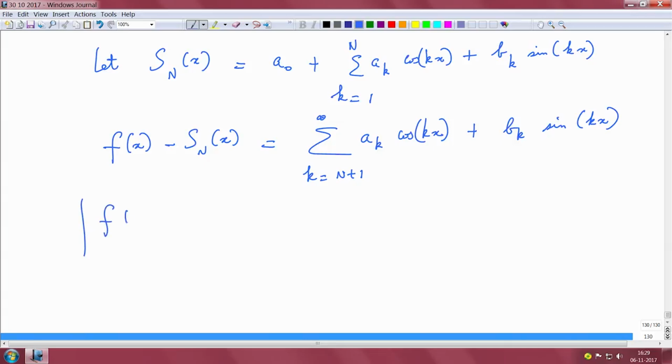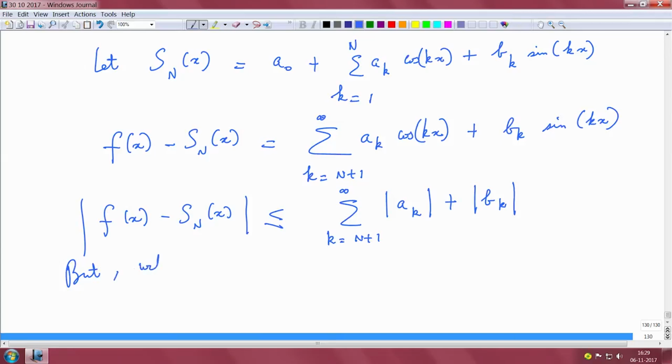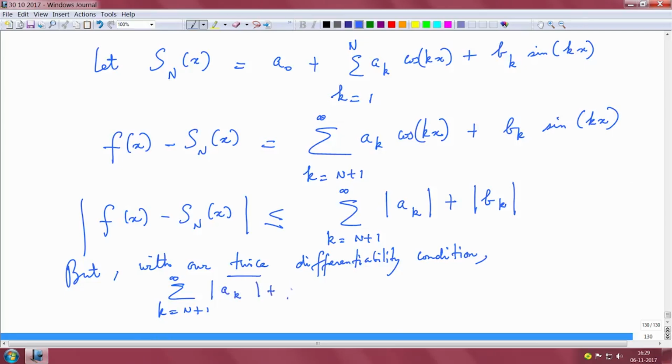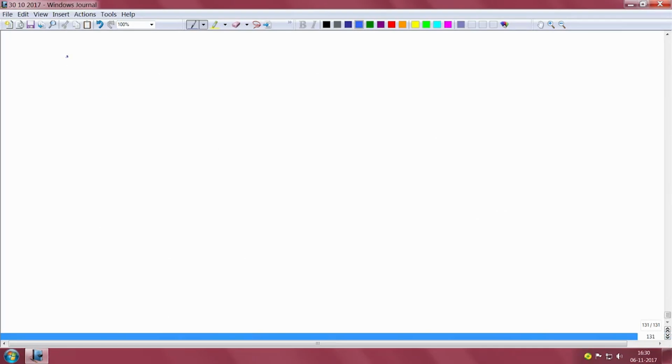Now absolute value of f of x minus S suffix n of x is now less than or equal to summation k equals n plus 1 to infinity of absolute value of a k plus absolute value of b k. But with our twice differentiability condition, summation k equals n plus 1 to infinity of mod a k plus mod b k is less than infinity, right. We proved that result because that constant was heading to pi square way. Now this is easy for us.